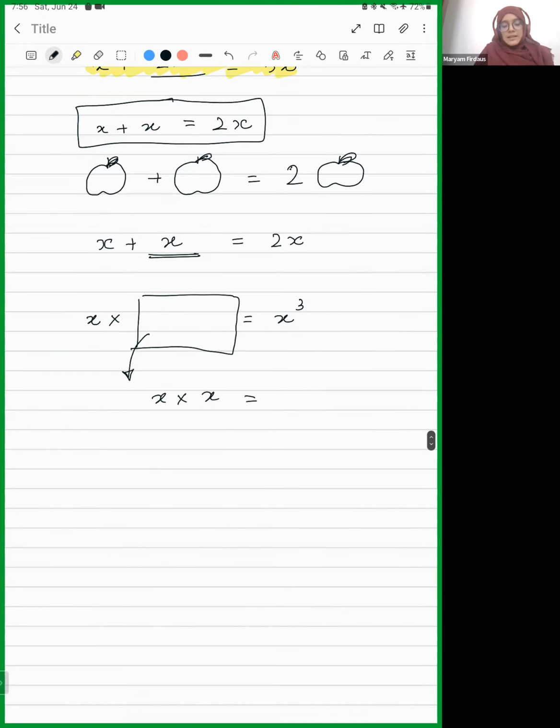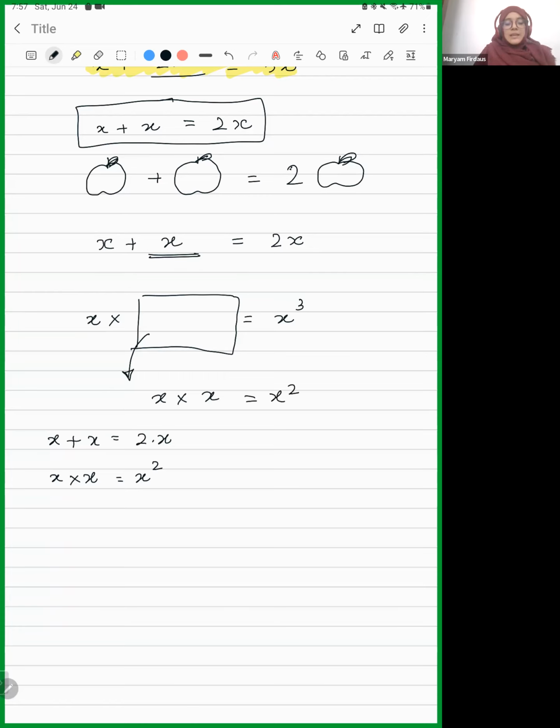It will be then x squared. X squared. See, x plus x is 2 multiplied by x. Okay, 2x. X multiplied by x is x squared. Always remember this 2x comes because x is being added to itself 2 times. So x into x is x squared.